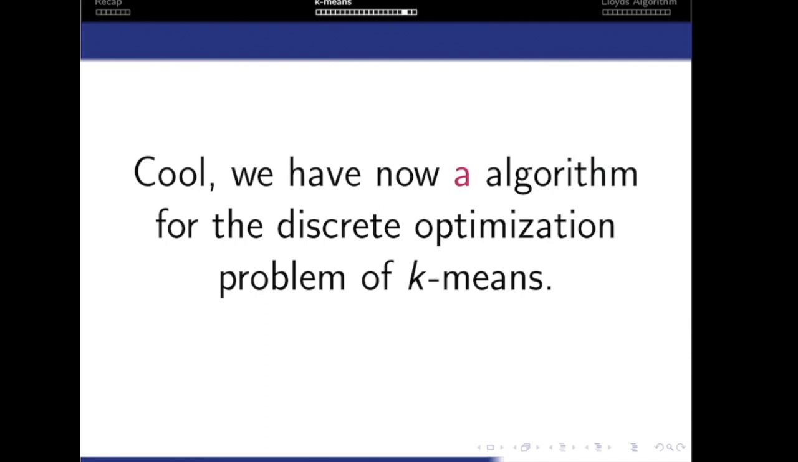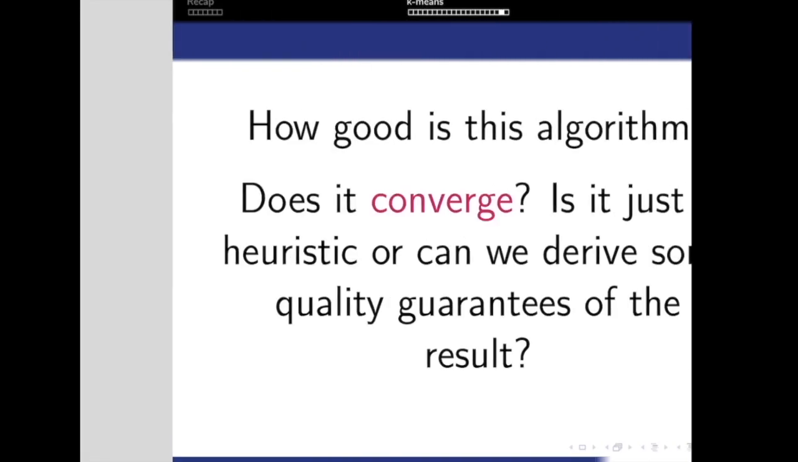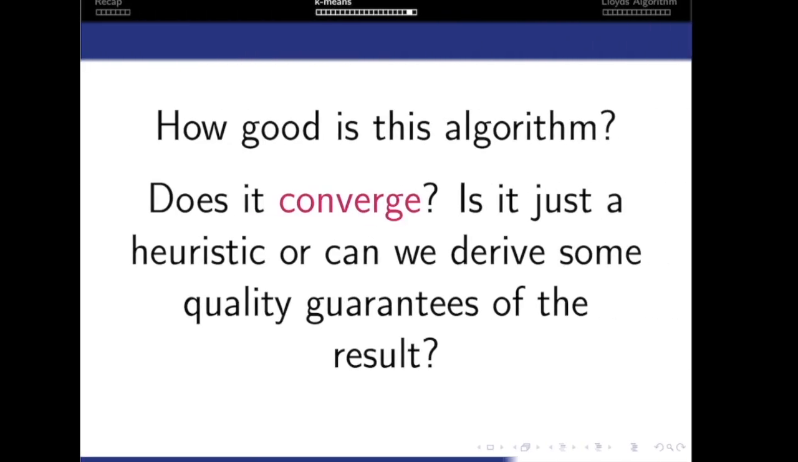Okay, cool. We have now an algorithm, so we have now derived one possible method to solve this discrete optimization problem of k-means. But how good is it? Can we say something about its convergence? Is it just a heuristic? We thought, okay, this makes somehow sense that we now update the clusters and then we update the centroids and so on and so on. But can we really derive some quality guarantees of the result therewith?